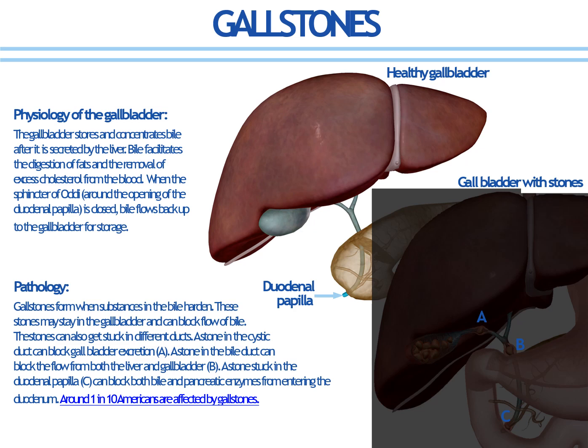In terms of the pathology, gallstones form when substances in the bile harden. These stones may stay in the gallbladder and can block the flow of bile. The stones can get stuck in the different ducts. A stone in the cystic duct can block gallbladder excretion. A stone in the bile duct can block the flow from both the liver and the gallbladder, and a stone in the duodenal papilla can block the bile and pancreatic enzymes from entering the duodenum. Around 1 in 10 Americans are affected by gallstones.